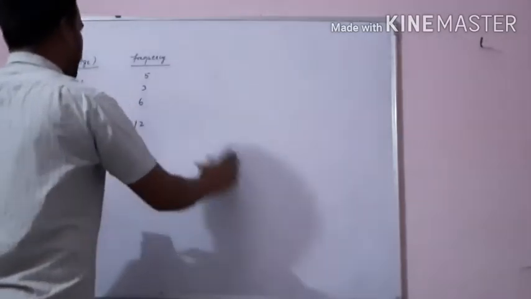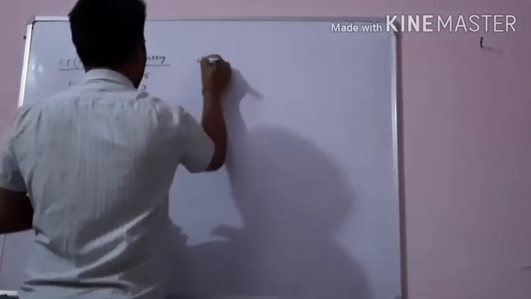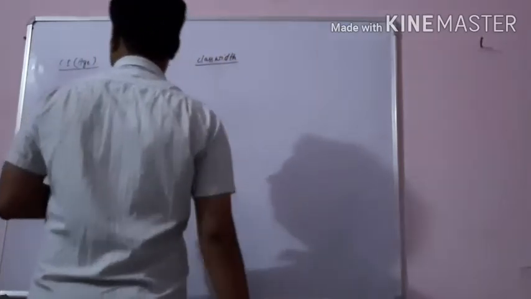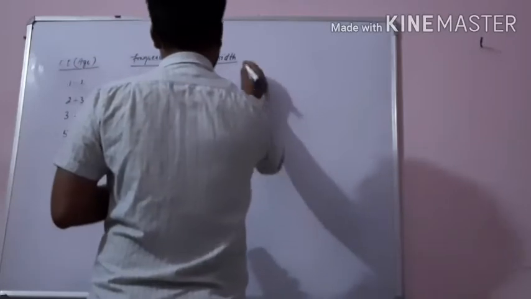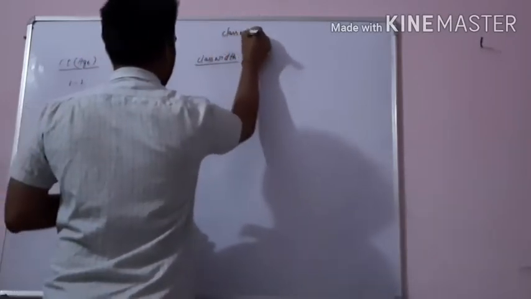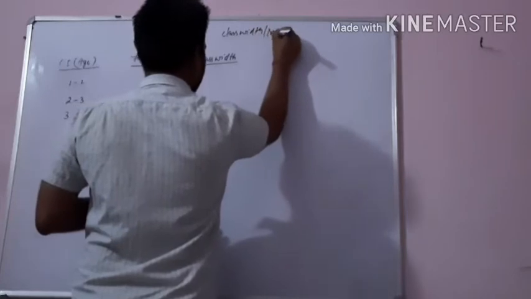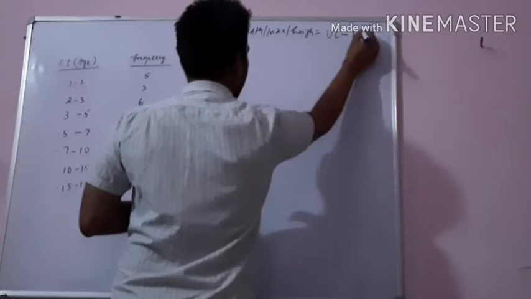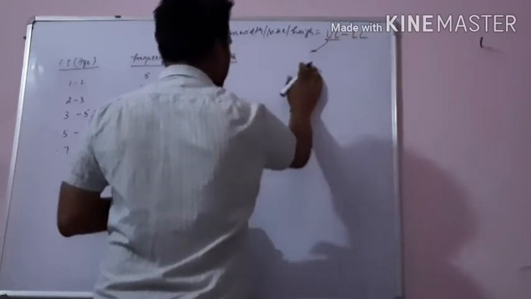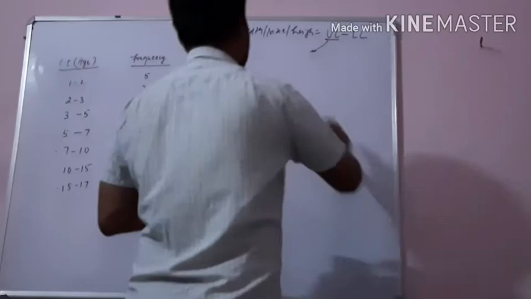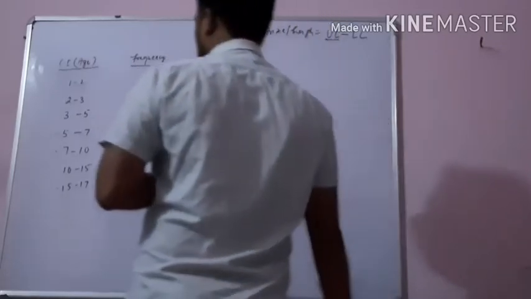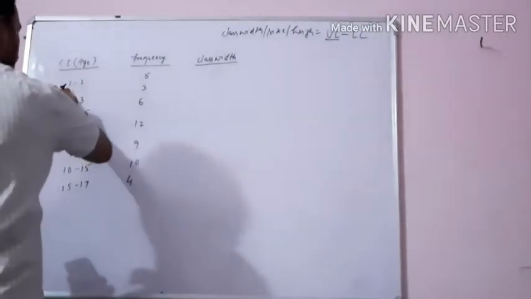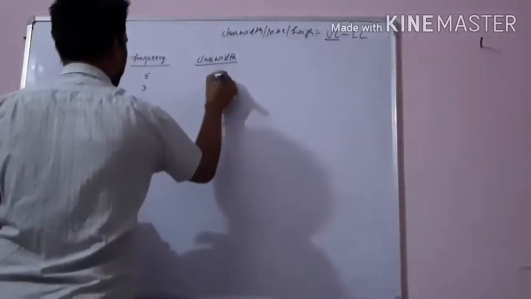So first of all, we will find the class width. How do we find class width, the size or height? Upper limit minus lower limit. UL means upper limit and LL means lower limit of the given class interval. Here the upper limit is 2 and the lower limit is 1. So 2 minus 1 will give 1.